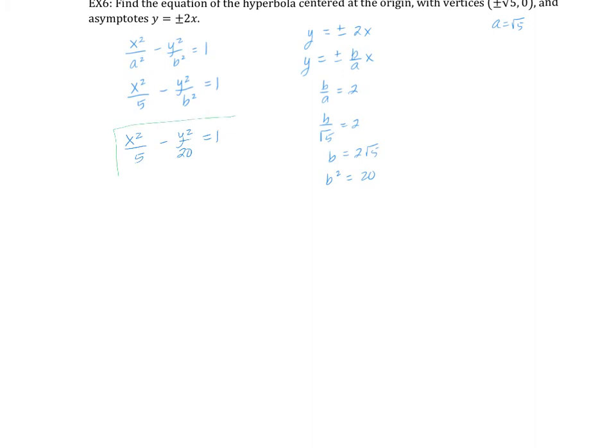So although the vertices are along the x-axis, the a value is actually smaller than the b value, which is okay in a hyperbola, but not in an ellipse. In an ellipse, the a value will always be the largest value because that's where your ellipse is elongated.